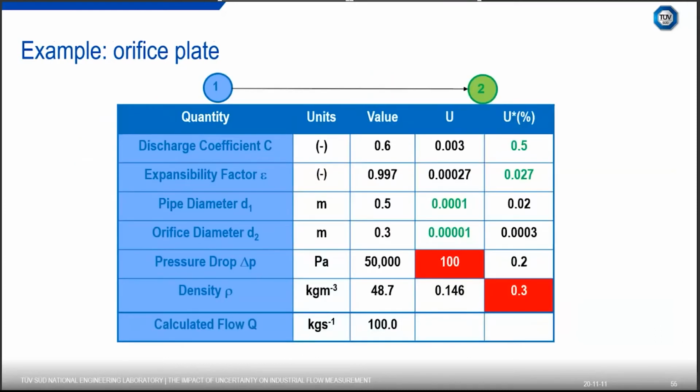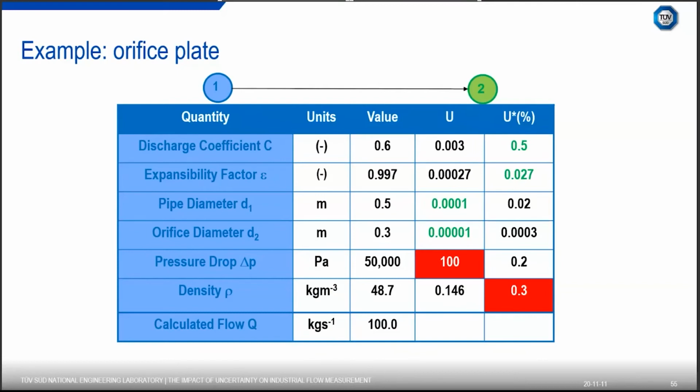So the second stage is identifying what the uncertainty values are. For the first two, which are highlighted in green, the discharge coefficient and the expansibility factor, they can be quoted as a percentage uncertainty. So we would get them from a percentage to an absolute uncertainty by just taking the value of these and multiplying it by it. Sometimes you may get quoted as absolute uncertainty, such as the pipe diameter and orifice diameter.